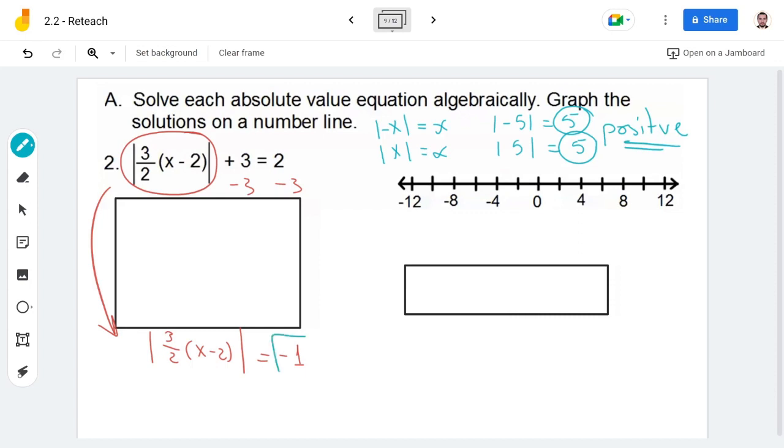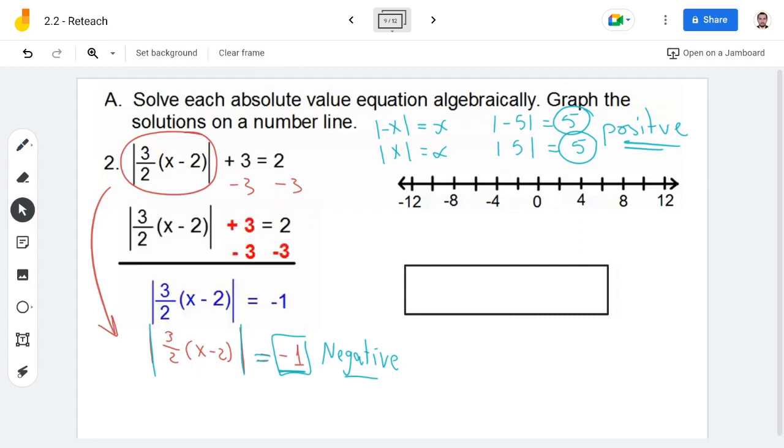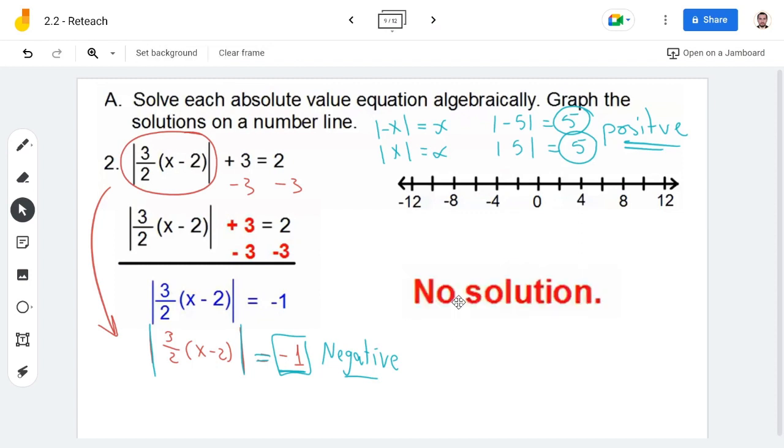Now, check the question here. My answer is negative. Because my answer is negative, it's impossible to have an absolute value equal to a negative. So, teacher, how can we solve the question? This equation has no solution. Check, there is no solution. What's the meaning of no solution? That means if we graph my function, the intersecting line will be here.